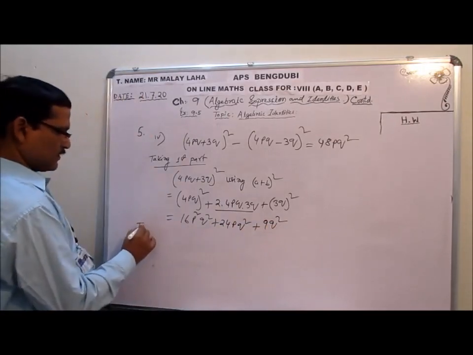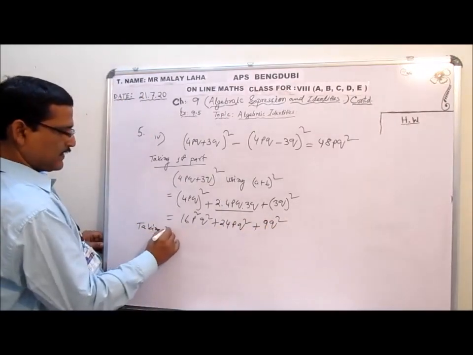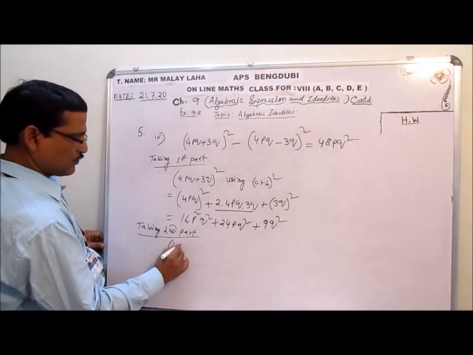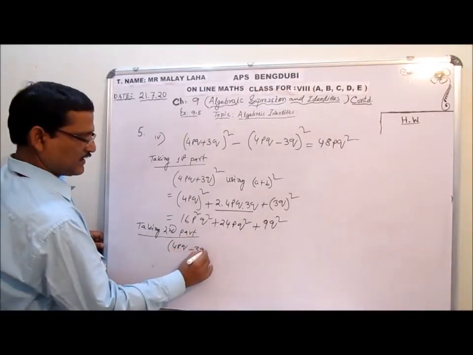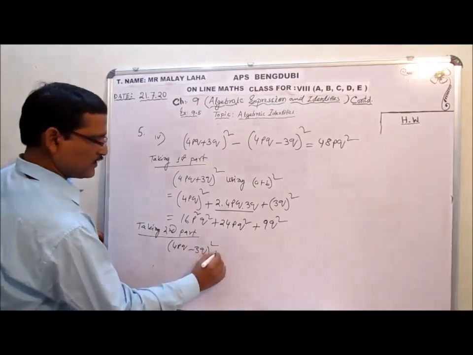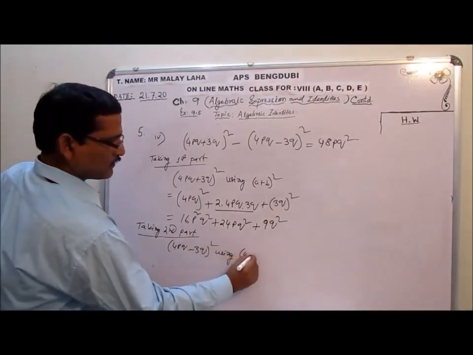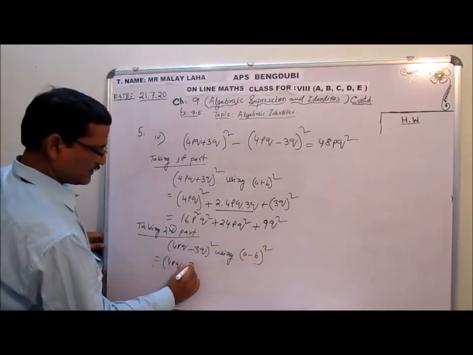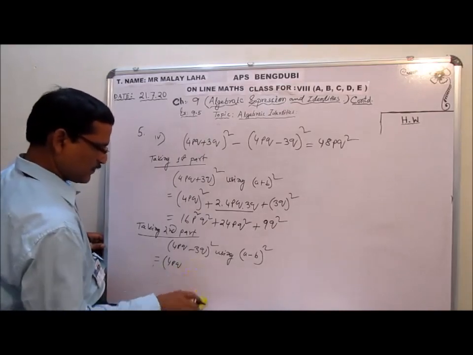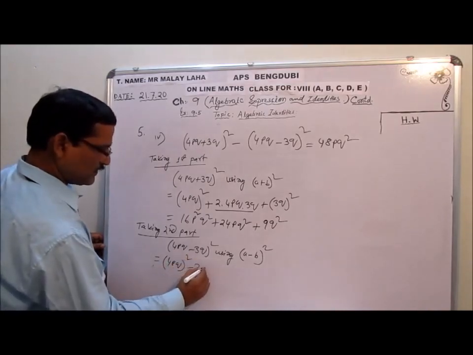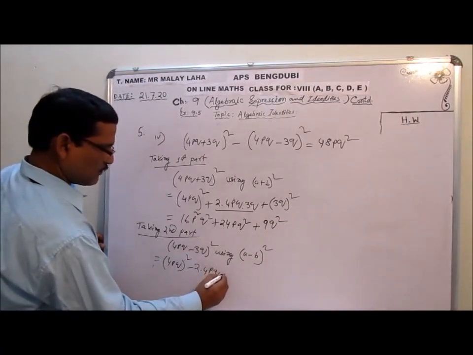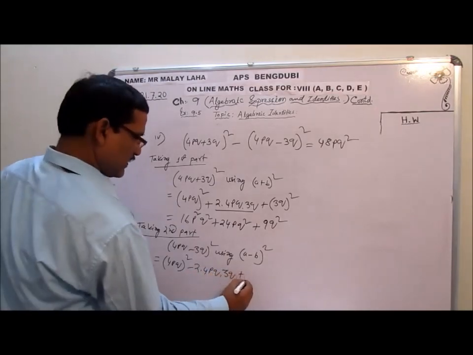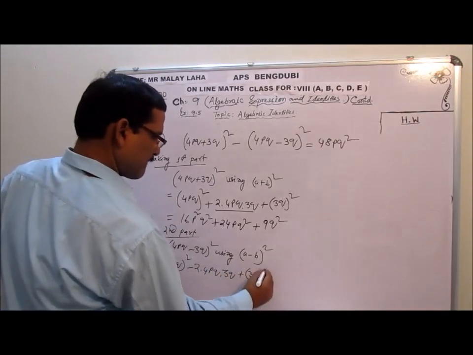Okay, taking the second part. So it is (4PQ minus 3Q) whole square. Using (a minus b) whole square: a square, (4PQ) whole square, minus twice ab, twice 4PQ, b is the 3Q, plus b square, that is (3Q) whole square.